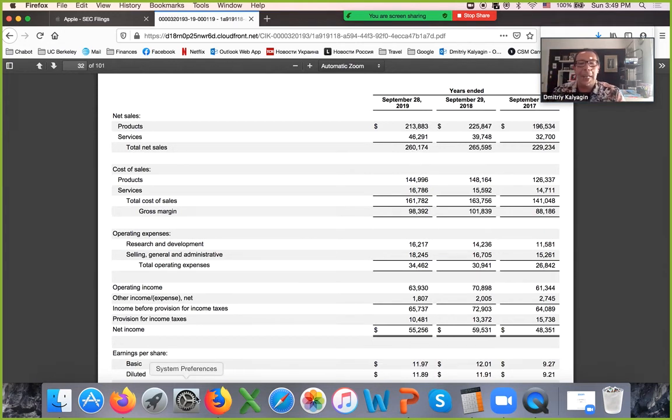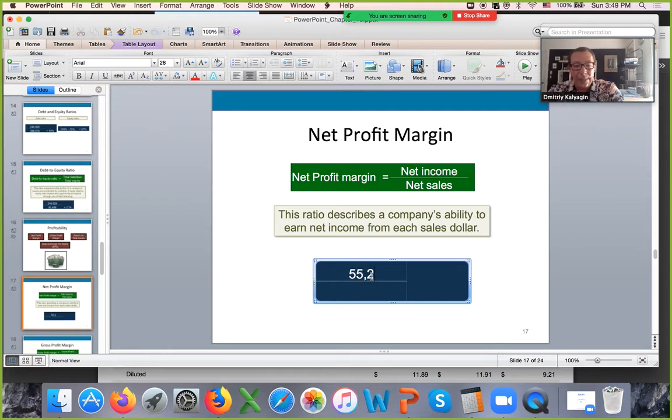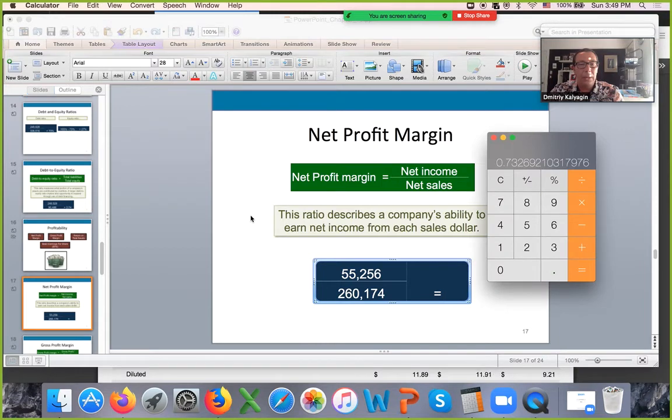And this is a very useful ratio that is easy to understand. So again, we're going to take 55,256. This is the bottom line. This is the profit. This is net income, $55.3 billion. And we're going to divide it by net sales of 260,174. So for every dollar of sales, it will show me how much Apple keeps in profit.